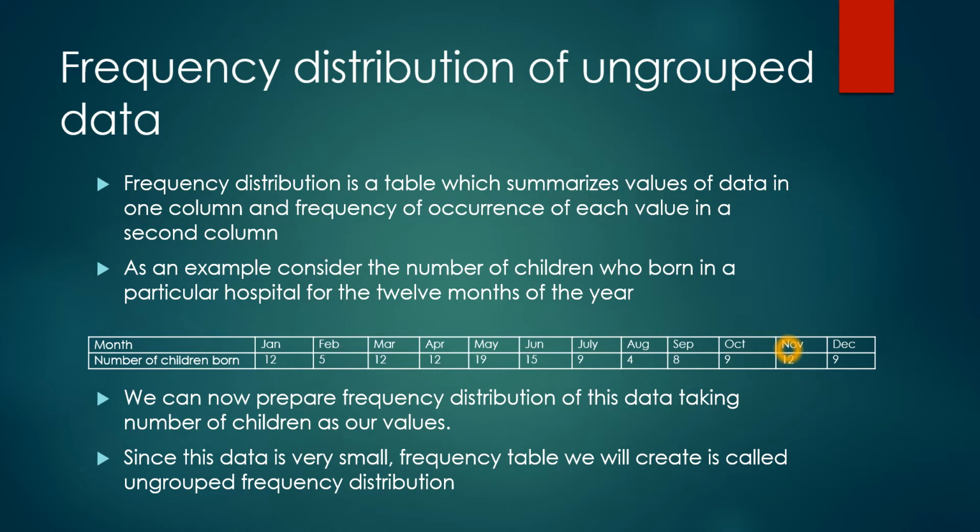Similarly, if you look at the number of children that are 9, how many months do we have? We have July, 9 children, October, 9 children, and December, 9 children. So we are going to say that for the value 9 children, the corresponding frequency is 3 months, which is going to be 3. Now we understand a little bit about the value and the frequency of the frequency distribution table. Let us see how our data will look when we apply this principle.